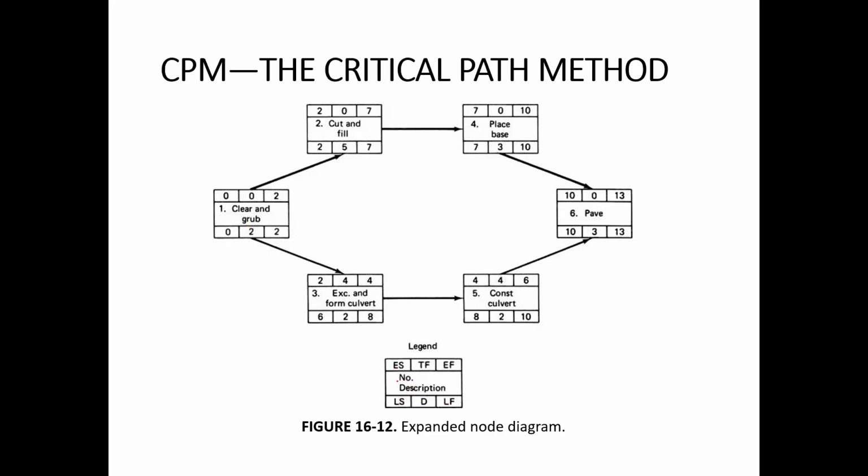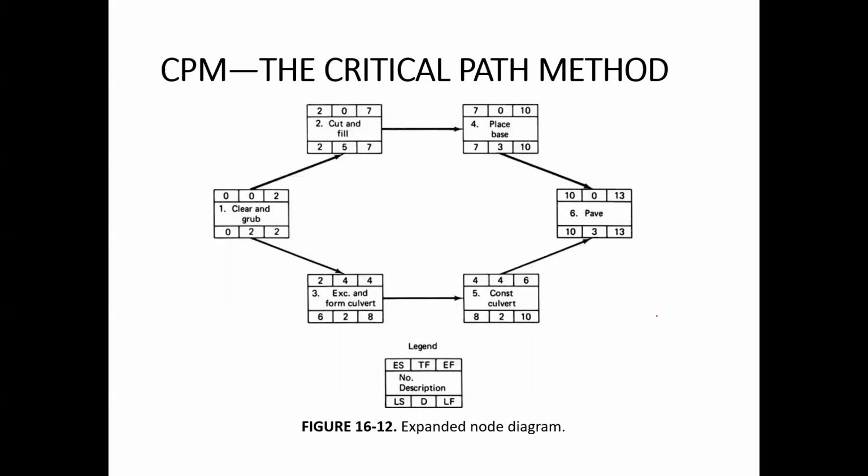So we can represent the activity number and the description in the middle. On the top left corner, we can represent the earliest start time. On the top right corner, the earliest finish time. On the bottom left corner, the latest start time. On the bottom right corner, we can represent the latest finish time, and the duration of the activity over here and the total float over here.